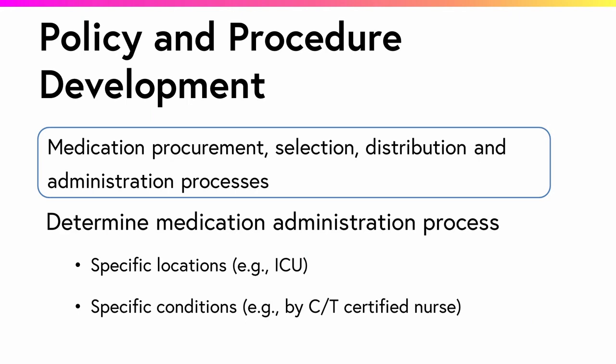The P&T committee is responsible for medication use in the hospital. This includes the development of guidelines on historical pharmacy-related topics of medication procurement, selection, and distribution. In addition, they are responsible for the administration process. This may include determining what medications are administered in specific locations, such as intensive care units, or under specific conditions, for example, by chemotherapy certified nurses.